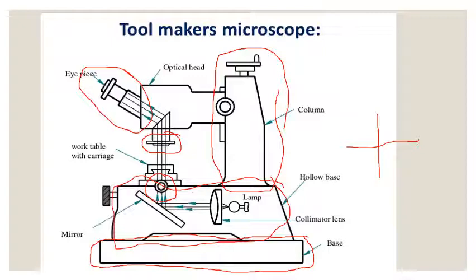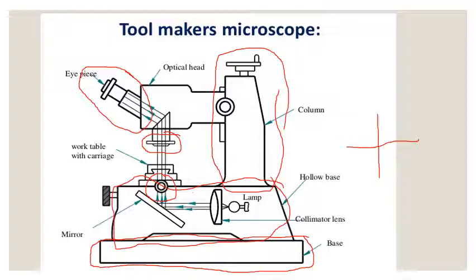The objective lens and the eyepiece together indicate the total achievable magnification. The shadow of the object is captured with the help of the objective lens, and then it is reflected over the eyepiece. Through the eyepiece, the operator can observe the shadow of the object.